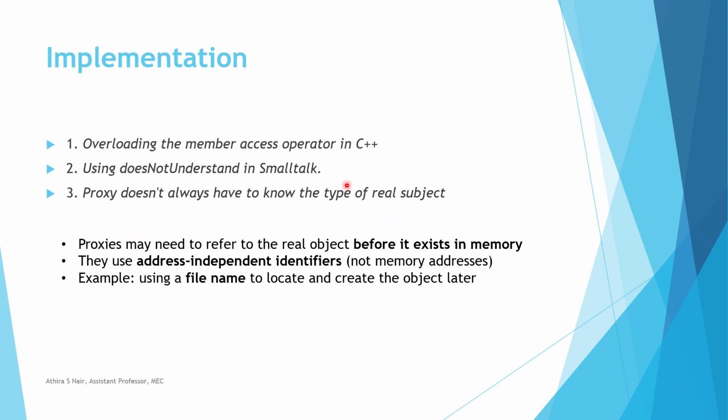And Smalltalk provides a hook that you can use to support automatic forwarding of requests. So Smalltalk calls doesNotUnderstand. In Smalltalk, this is a message sent when a client sends a message to a receiver that has no corresponding method. So proxy class can redefine this so that the message is forwarded to its subject.